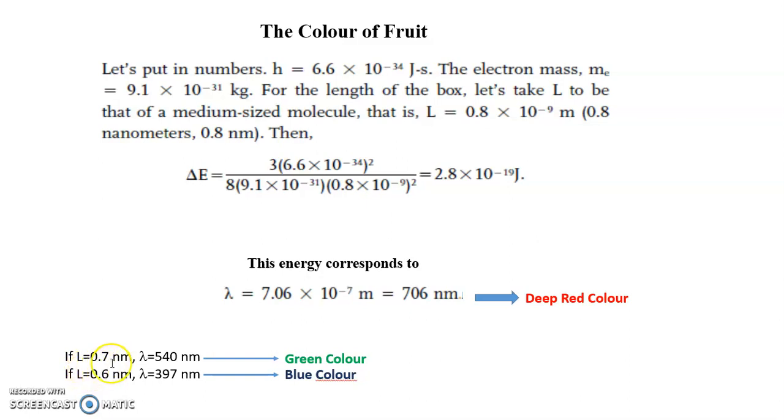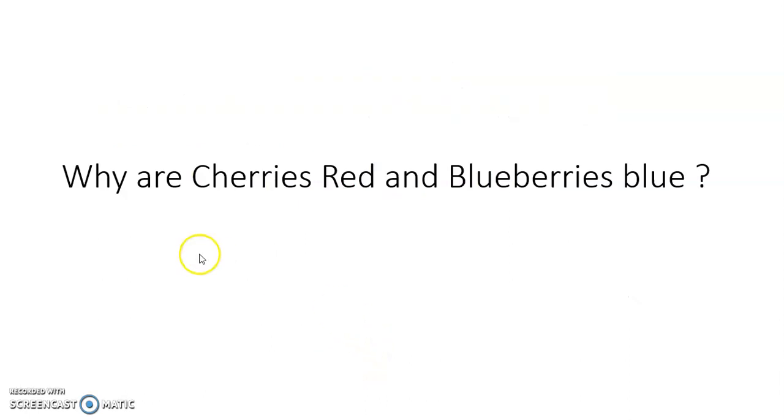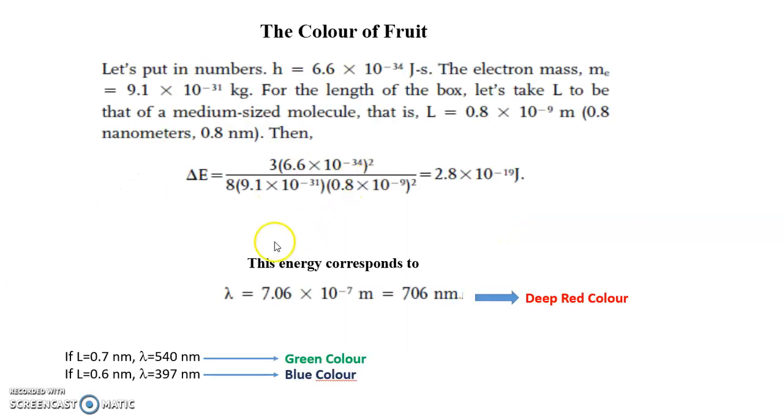So if L is equal to this distance, lambda corresponds to this green color, and if L is equal to 0.6 nanometer, lambda corresponds to the blue color. So this is why cherries are red and blueberries are blue. So the answer to this is that it depends on the length.